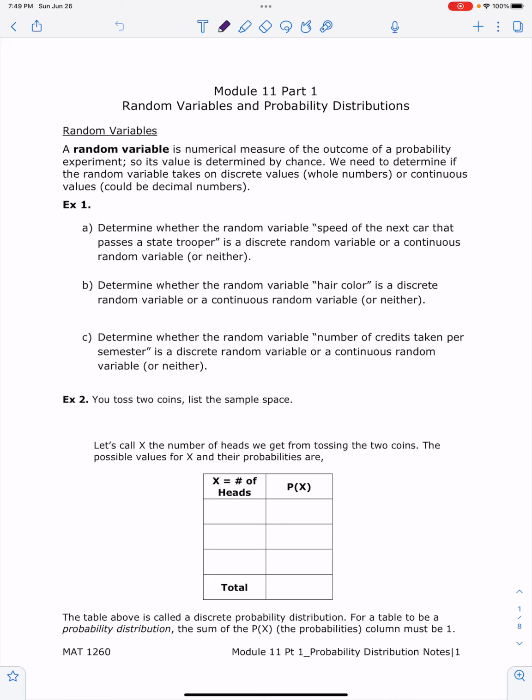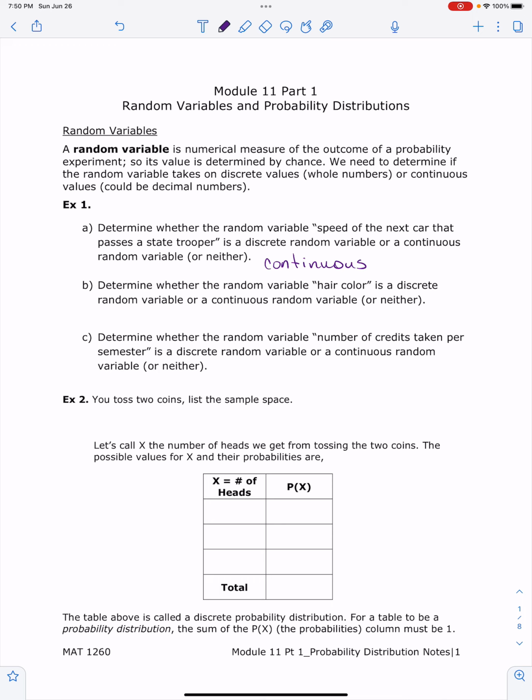So example 1 here, we want to determine whether the random variable speed of the next car that passes a state trooper is a discrete random variable or a continuous one. So even though our speedometer reads in numbers, partial numbers, whole numbers, we really could be clocked on that continuous range, right? They could get us going 75, 75.1, 75.2. The thing to remember about continuous variables is that you have to pass through all the values between two numbers to get from one number to the next.